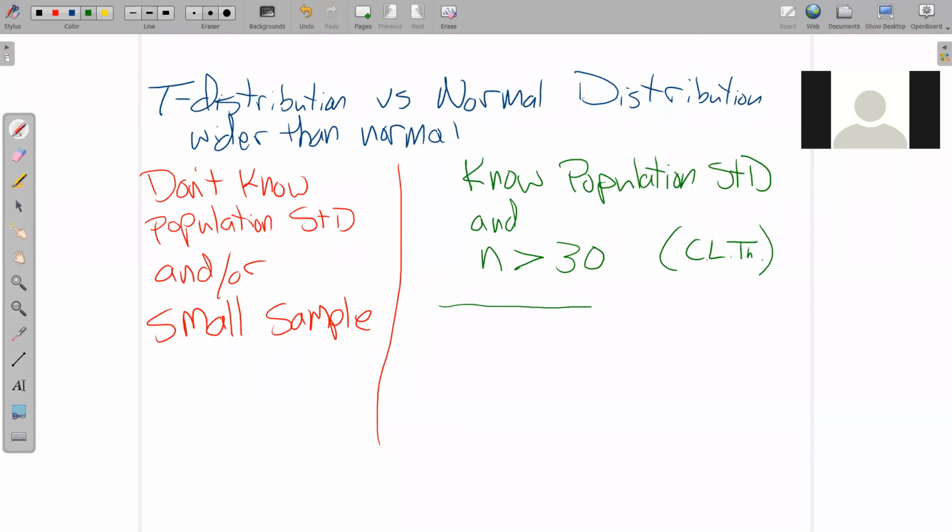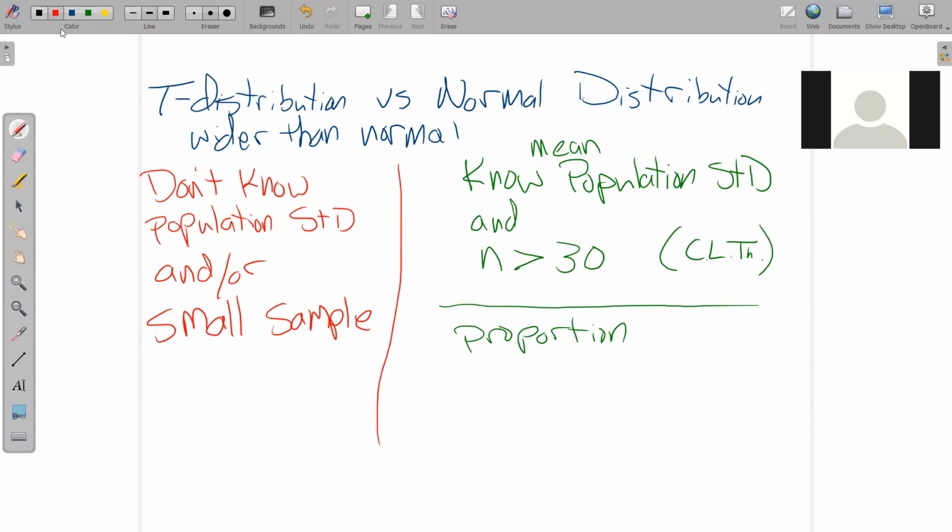And another time we would use a normal distribution is for a proportion. So the central limit theorem mainly talks about means. So standard deviation generally goes with a mean. So we're talking about a mean here, but we could have a proportion. So if it's a proportion, we're also going to use the normal distribution.